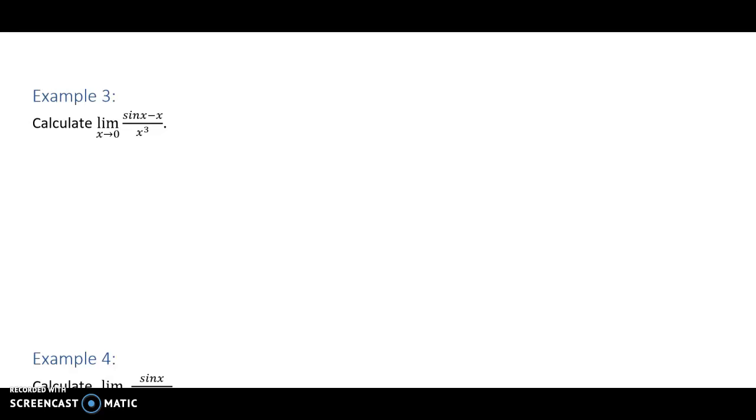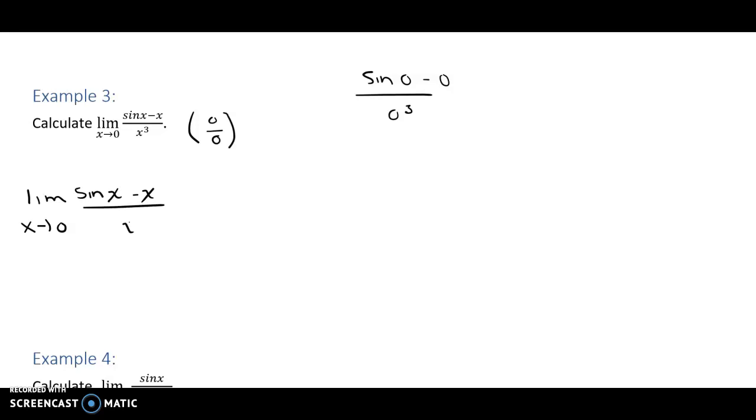So continuing with example 3, right? First you need to determine if you can even use L'Hopital's rule. So if I plug 0 in, that's sine of 0 minus 0 over 0 cubed, which gives me back 0 over 0, right? So that is indeterminate form of type 0 over 0. So we can use L'Hopital's rule here. So I'm going to go ahead and write my original problem. And I'm going to go ahead and use L'Hopital's rule, right? Because it is of this form 0 over 0. So I can take the derivative.